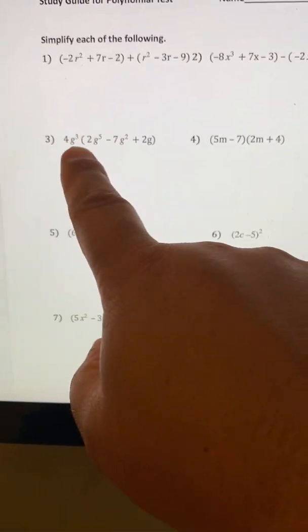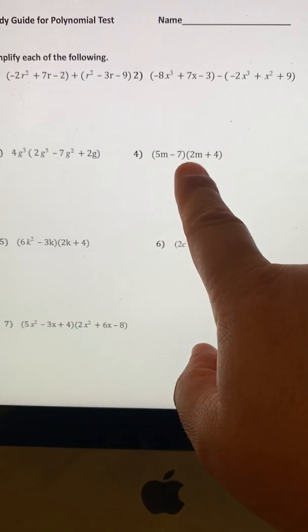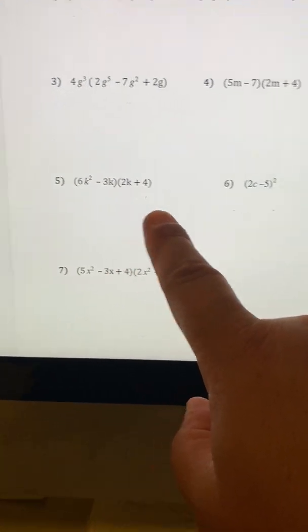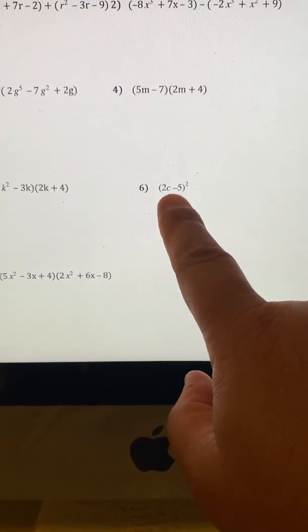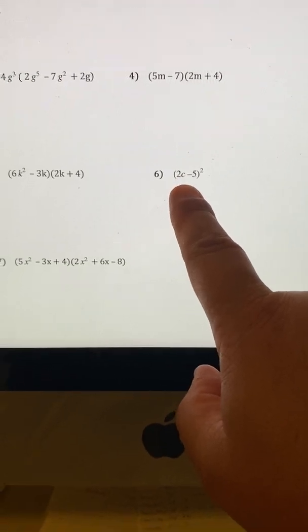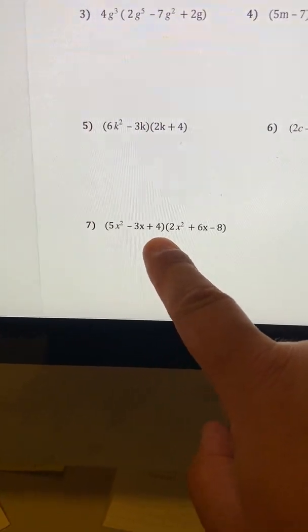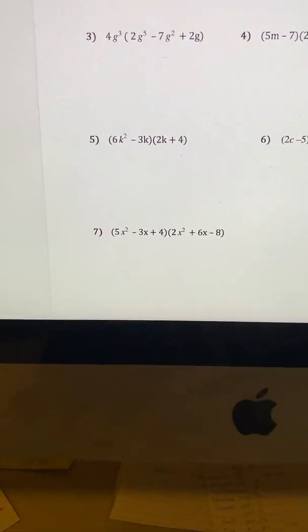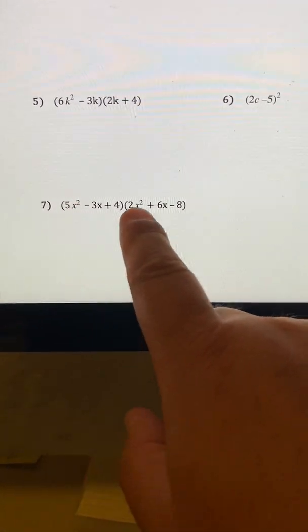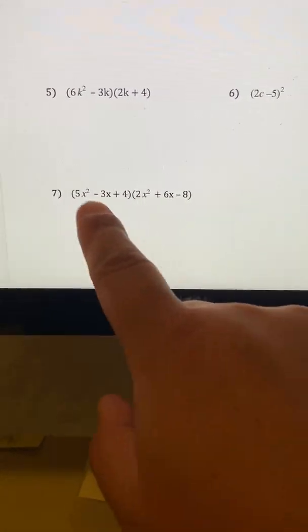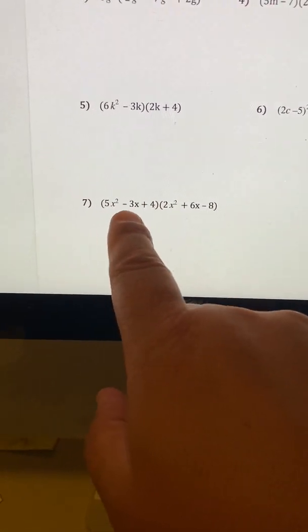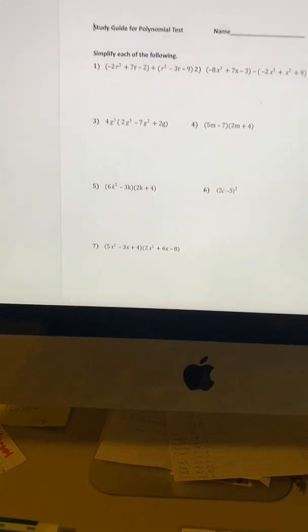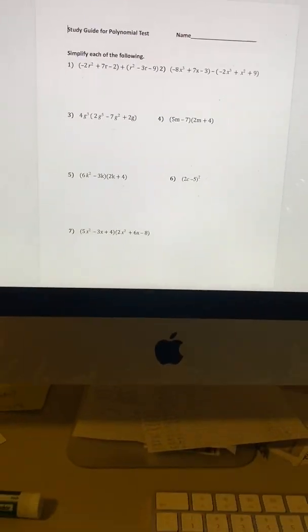Combining like terms, distribution, FOIL, special case type of FOIL. We're going to talk about those. And then I'd say lattice, the Miss Tanaskew method, but you can use any method to be able to do. If you just distribute the 5x squared throughout, distribute the 3x throughout, negative 3, distribute the 4. Any method. Those are the only ones you're doing, numbers 1 through 7 on this worksheet.